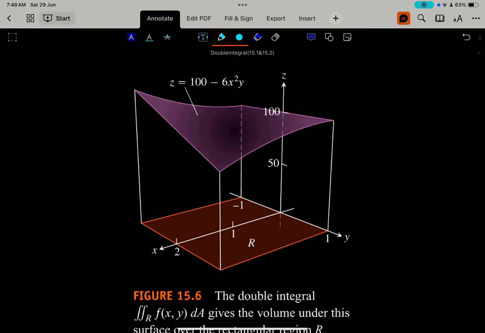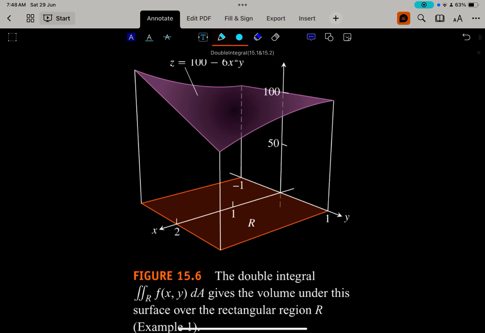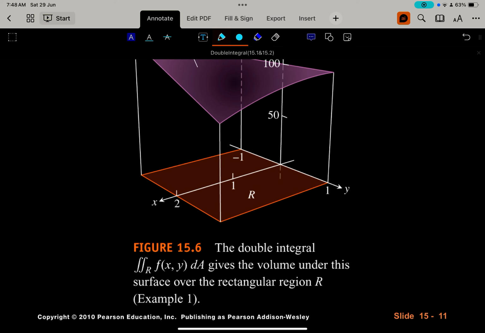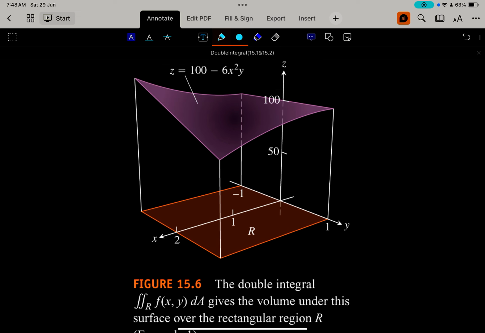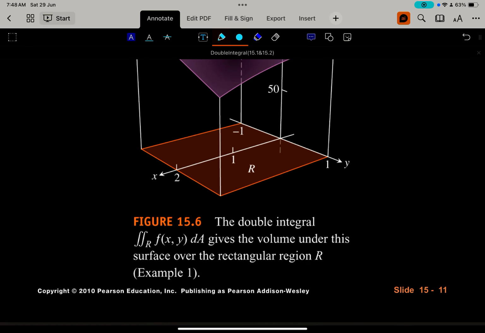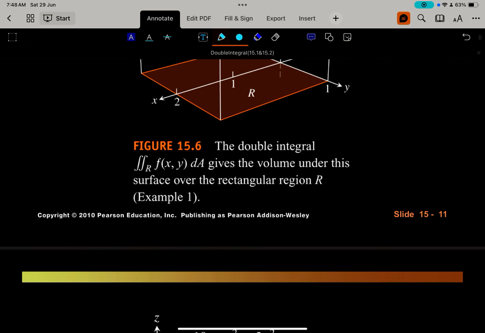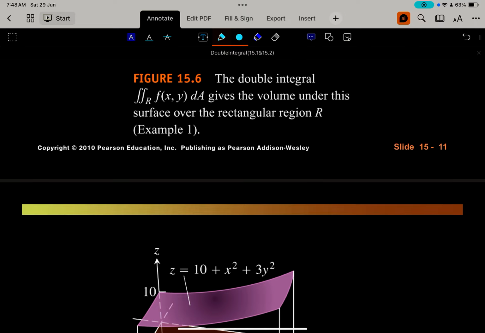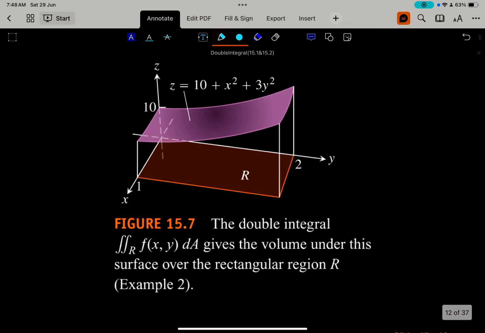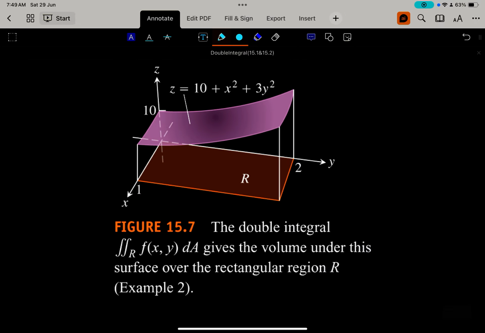Now, as you can see, it's a double integral. It gives the volume under the surface over the rectangular region. Someone would ask, see, this is also a different function which gives us the volume under the region.